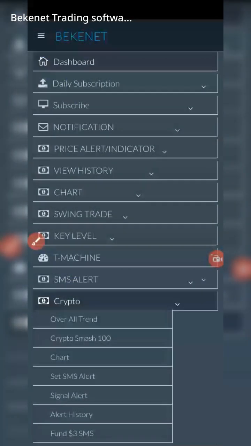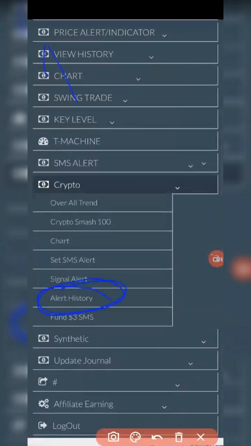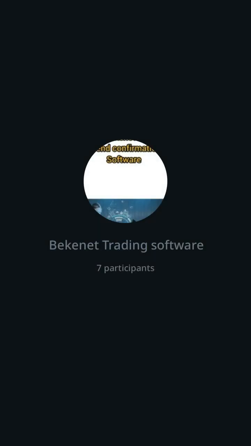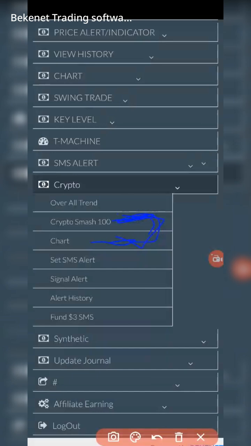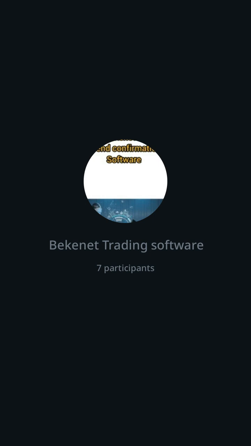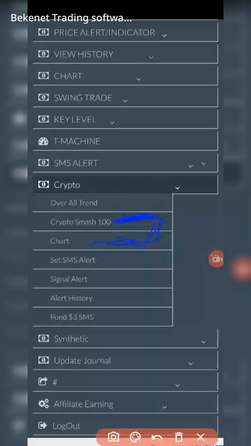I'll click on crypto. Under crypto, we have a lot of menu here, but the menu we are going to focus on is what? Smash 100 and the inbuilt chart. Smash 100 with what? Inbuilt chart. That is what we are going to focus on. With this Smash 100, we'll be able to know when any particular crypto pair is about to buy and about to sell. I'm going to show you how you'll be able to identify that.